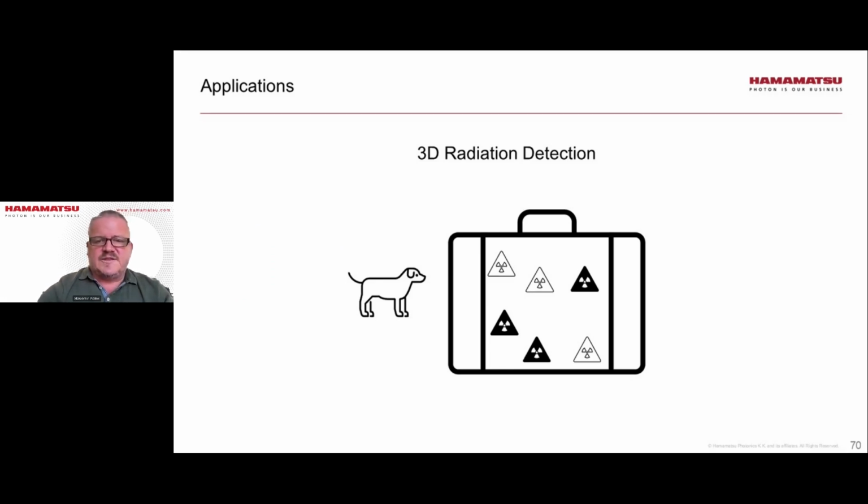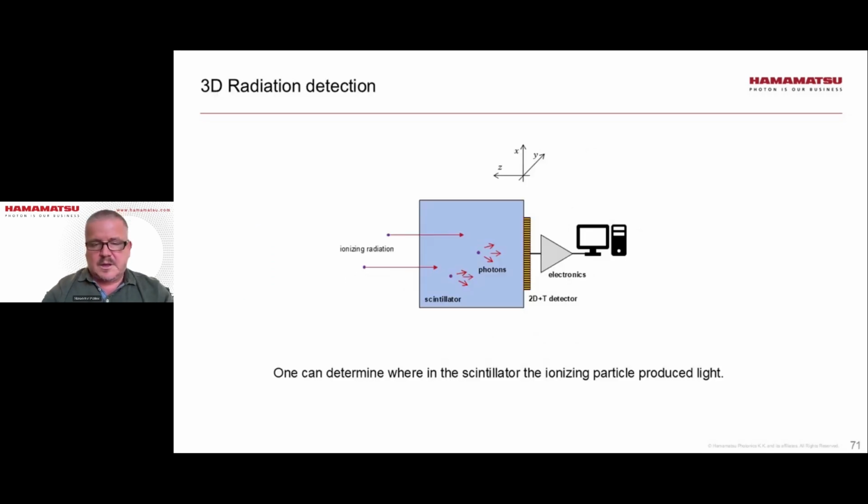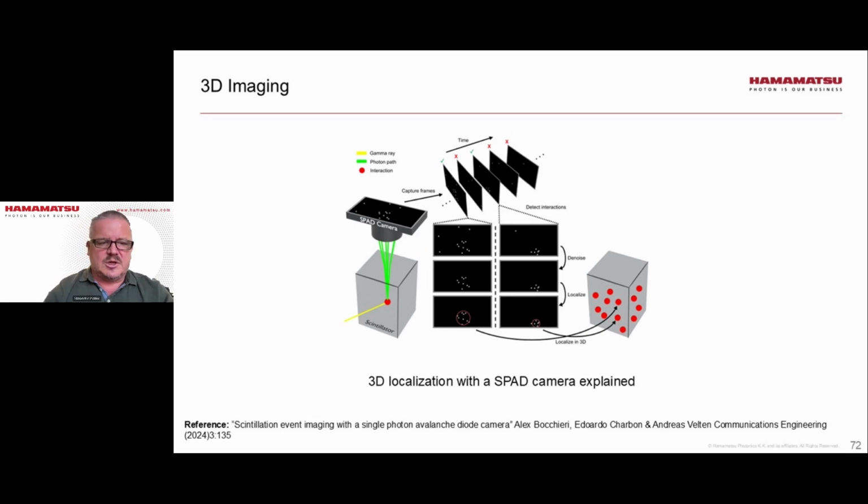Another interesting application is 3D radiation detection. Here I have a scintillator where scintillation occurs, using a SPAD array, which again can timestamp events. It is now possible to not only detect these scintillation events, but also tell where those events occurred within the scintillator or the sample. So this opens up many possibilities in, for example, medical imaging or security imaging.